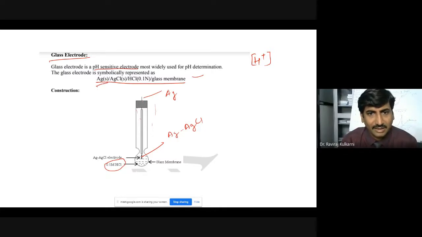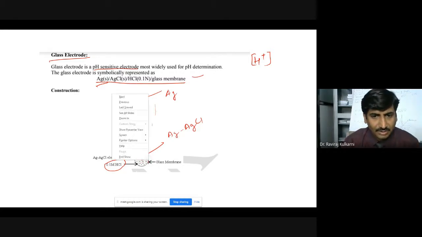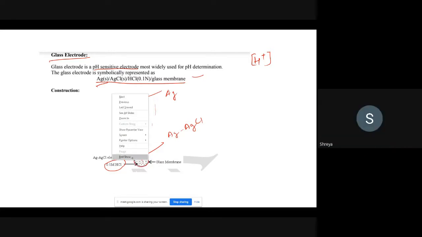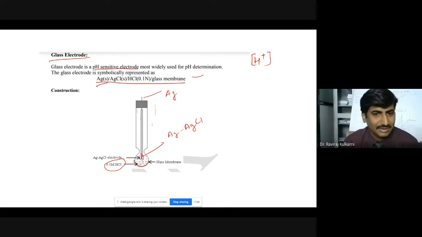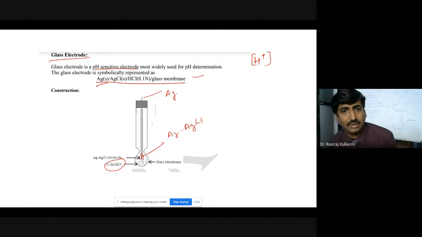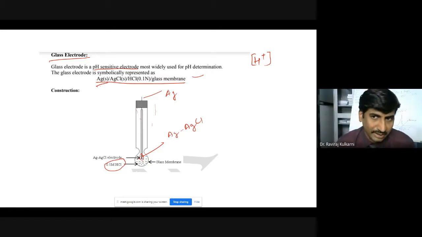Silver wire is in contact with AgCl, and that is in contact with the H plus ions of HCl, that's 0.1 normal or molar, doesn't matter. And this is in contact with what? Glass membrane. Very good. So this is in contact with the glass membrane. So this is how we represent the glass electrode symbolically.